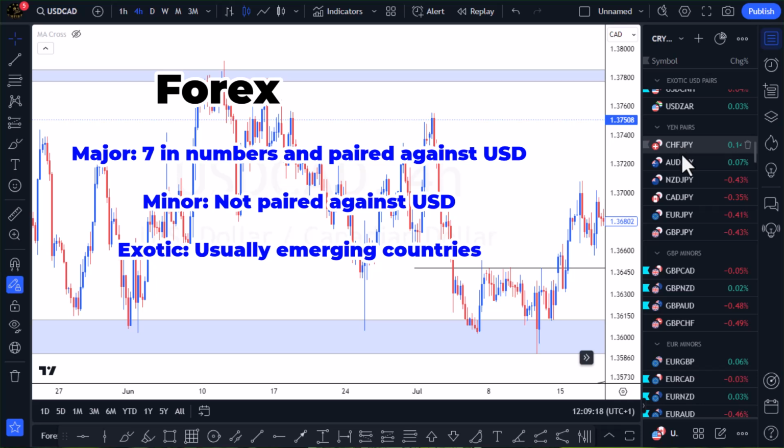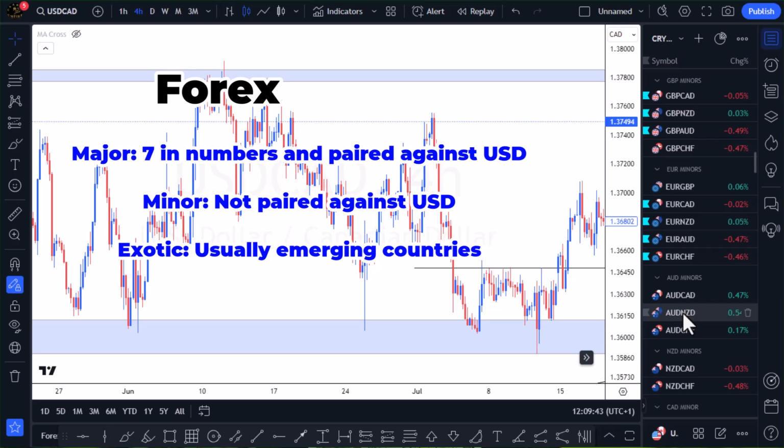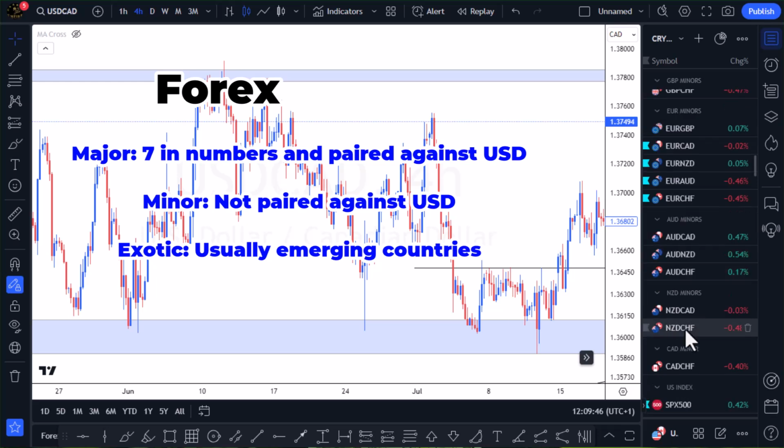All the currencies here are minor currency pairs. These are currencies that are paired against one another but do not involve USD. So we can see yen paired against a lot of currencies right here: Swiss yen, AUD, New Zealand yen, Canada yen, Euro yen, British pound sterling yen, all the way down to British pound sterling paired against Canada, paired against New Zealand, all the way to Swiss. Euro paired against GBP, Euro paired against New Zealand all the way down, and the AUD paired against Canada all the way down. We have New Zealand paired against Canada, Canada paired against Swiss. So these are the minor currency pairs.